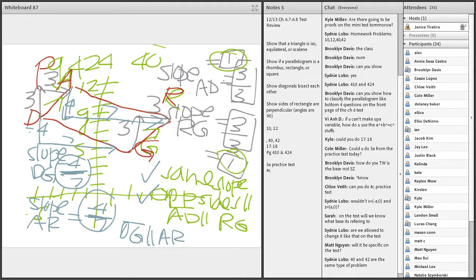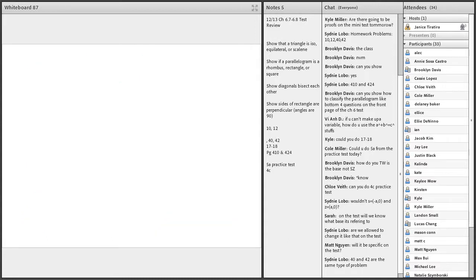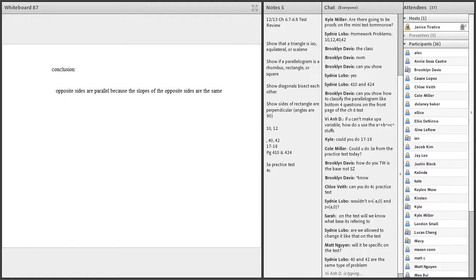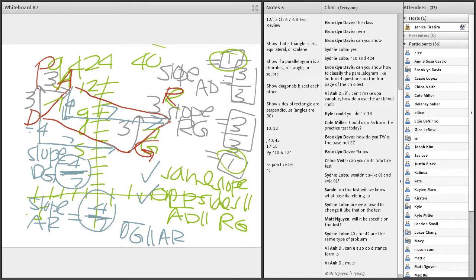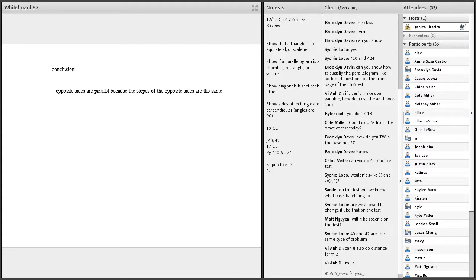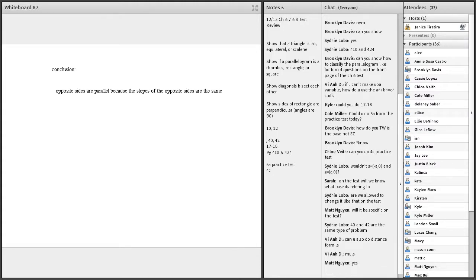If you had to write a concluding sentence, for instance, tomorrow, something along the lines of this, you would say the opposite sides are parallel because the slopes of the opposite sides are the same. Ta-da! And you could be more specific. You could incorporate the letters. I already forgot the letters. What was it? GD and AR. So you could say GD is parallel to AR. I don't have the segment bar. And then you can say GA is parallel to DR.